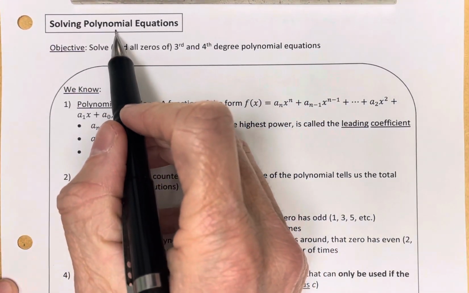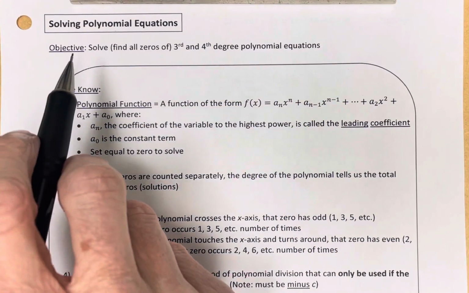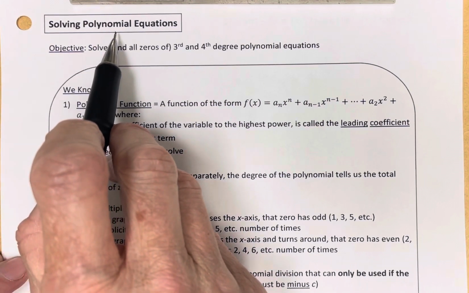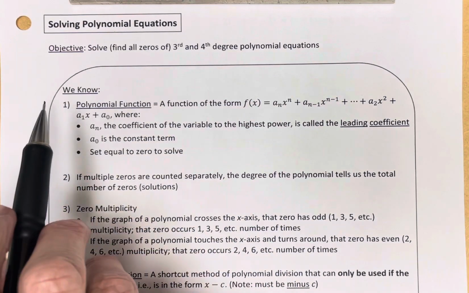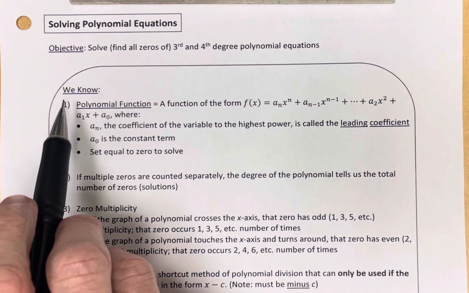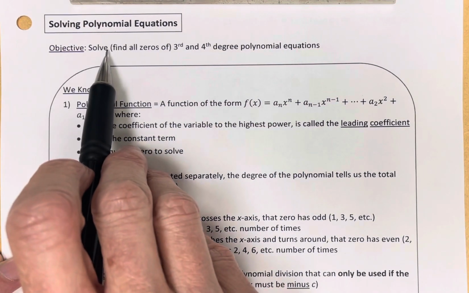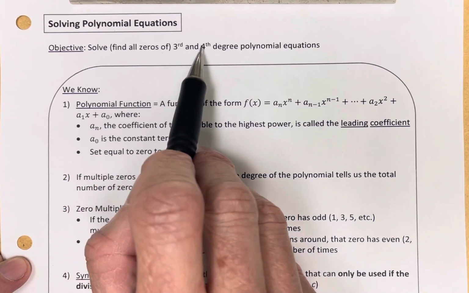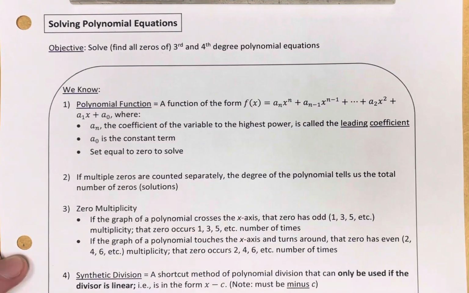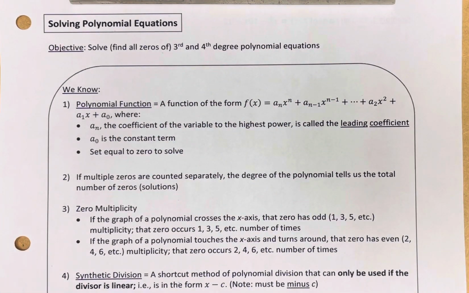Solving polynomial equations. Well, we've been working a lot with polynomials and their graphs and zeros, etc. And now we're going to put it all together. Our objective is to solve, which means to find all zeros of third and fourth degree polynomial equations. This can take a little bit of doing. It's not too bad, but it certainly does take a little bit of work.